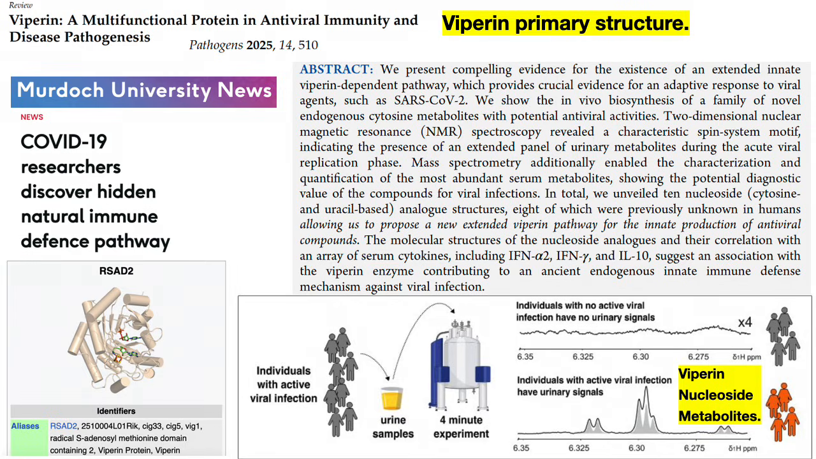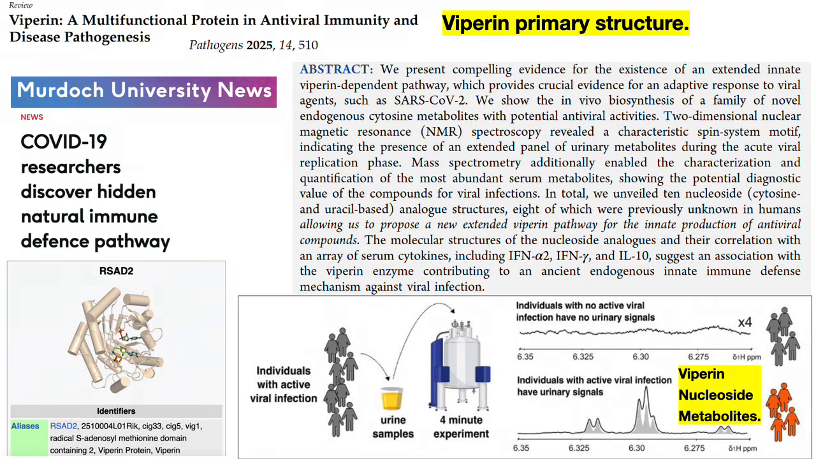We show the in vivo biosynthesis of a family of novel endogenous cytosine metabolites with potential antiviral activities. Two-dimensional nuclear magnetic resonance spectroscopy revealed a characteristic spin-spin motif, indicating the presence of an extended panel of urinary metabolites during the acute viral replication phase.